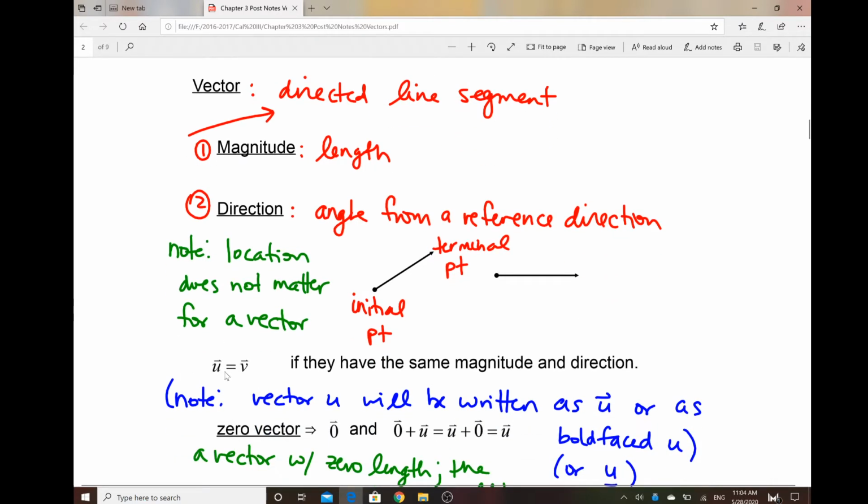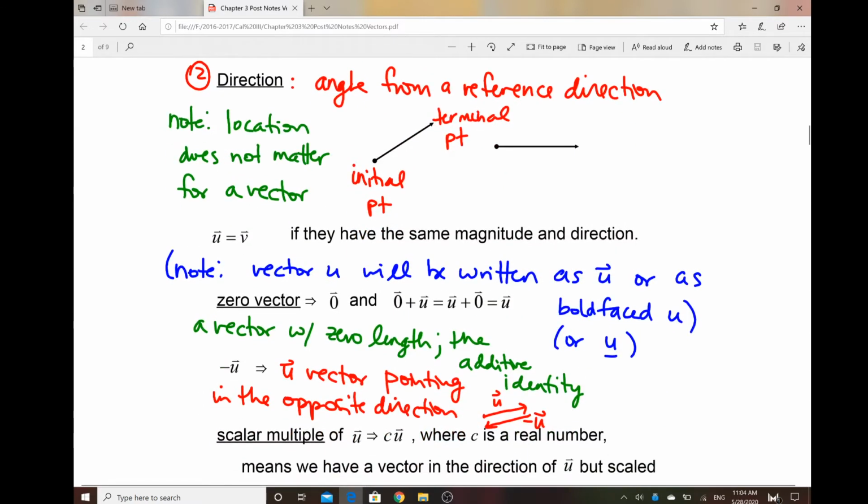So vectors normally can be written like this, with the arrow on top of the letter. So vector u equals vector v if they have the same magnitude and direction. Notice that vector u can be written as vector u with an arrow, or as bold-face u. The zero vector, zero with the arrow: zero vector plus vector u equals vector u plus zero vector, so it's the same as vector u.